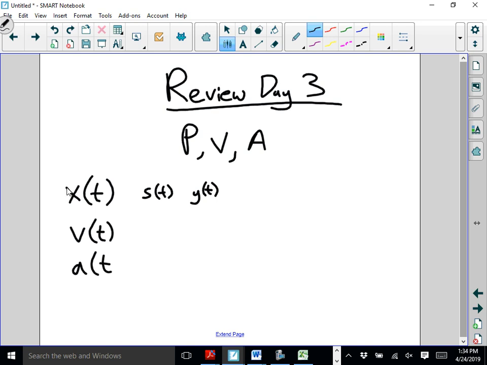To move down the ladder, we move down with derivatives. If I have position and I want velocity, I need to do the derivative. If I have velocity and I want acceleration, I have to do a derivative. If I want to go from position all the way to acceleration, I have to do 2 derivatives, right?